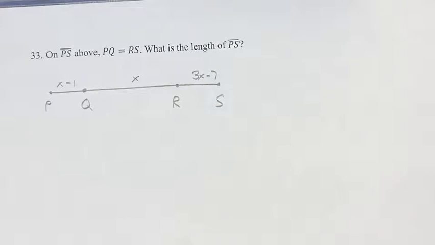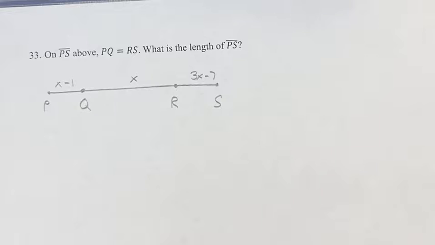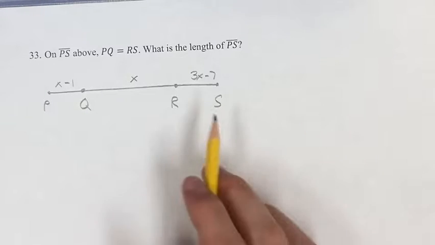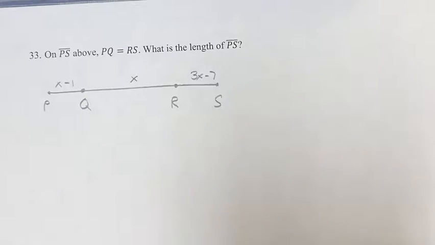In this problem, we are told that on line segment PS, PQ is equal to RS, and from that we have to find the length of the total line segment. So first let's get the length of the total in terms of x.